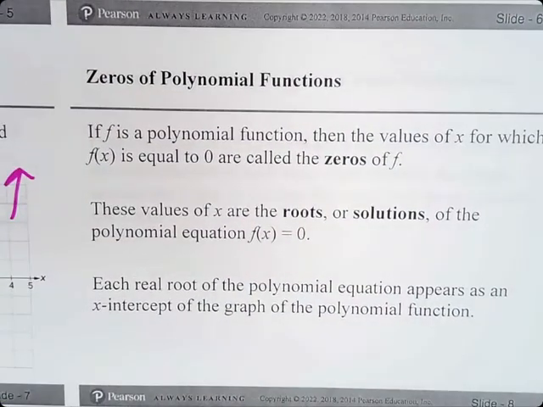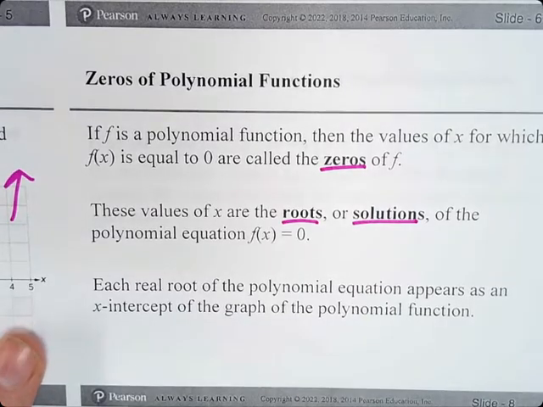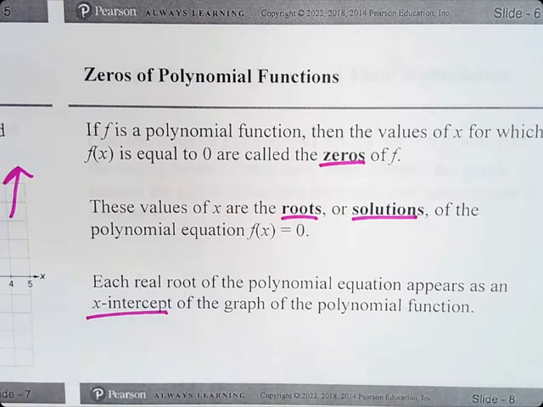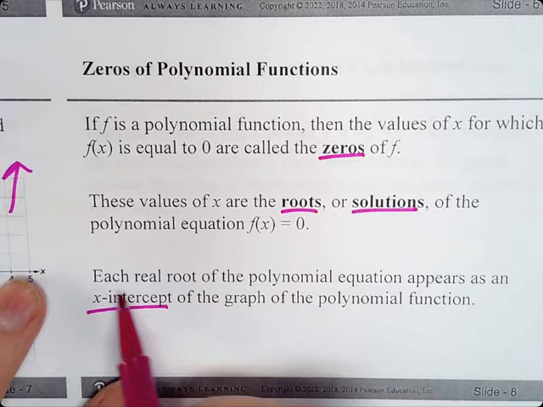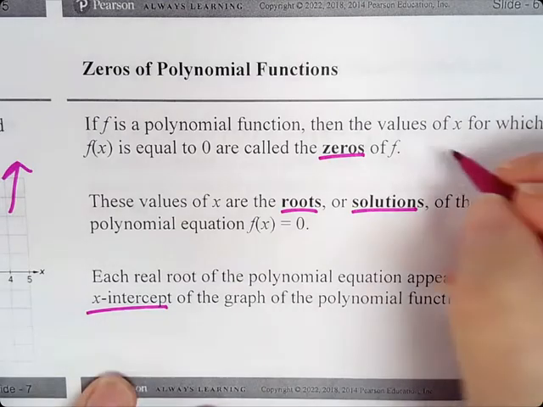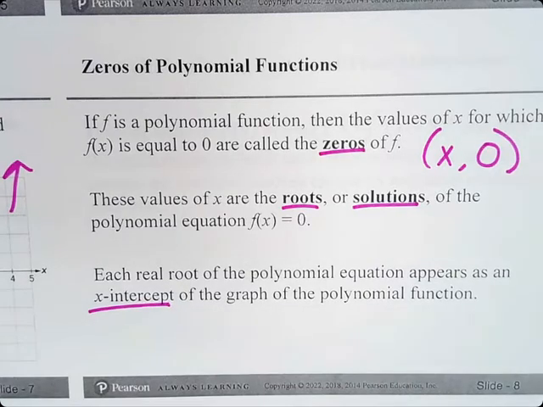The zeros of the function. So back in Algebra 2, we talked about zeros, roots, and solutions. And they all represent the same thing, which is the x-intercept. So you can have real roots and you can have imaginary roots, but each real root of a polynomial equation appears as an x-intercept of the graph. So that would be an (x, 0). An x-intercept is where you have a number for x and a 0 for y.